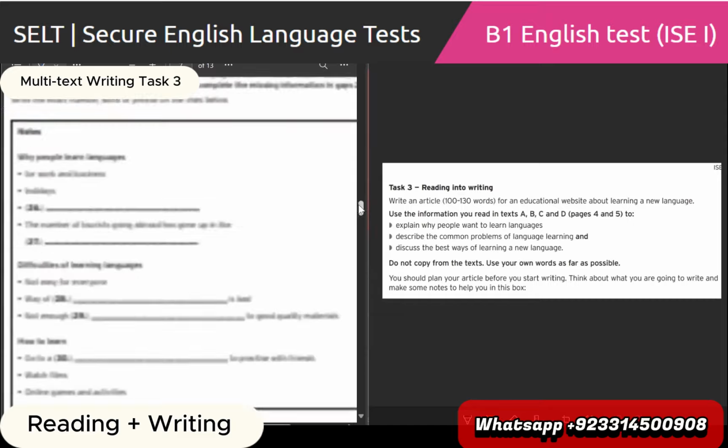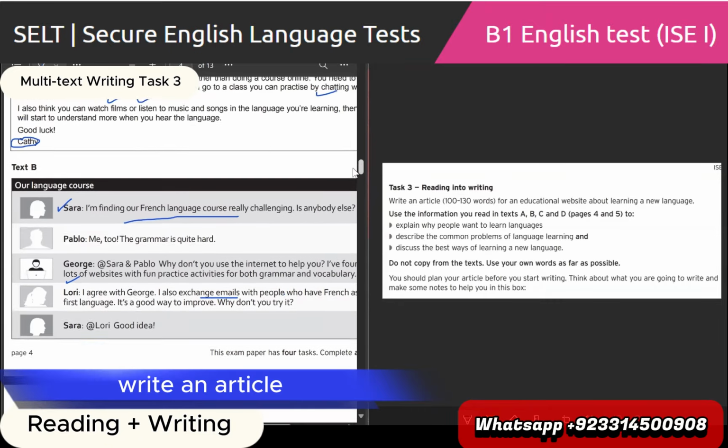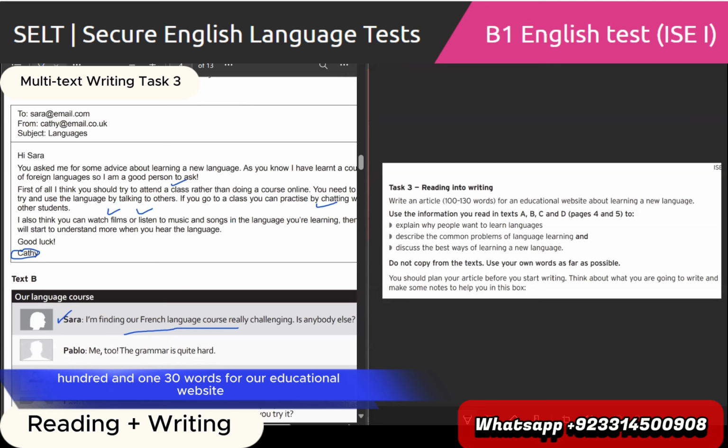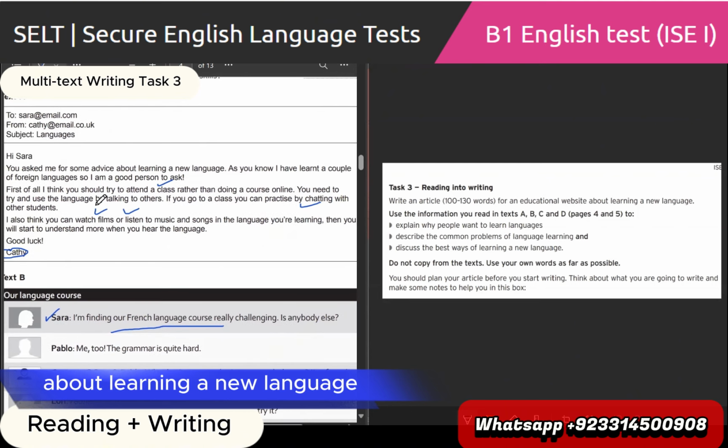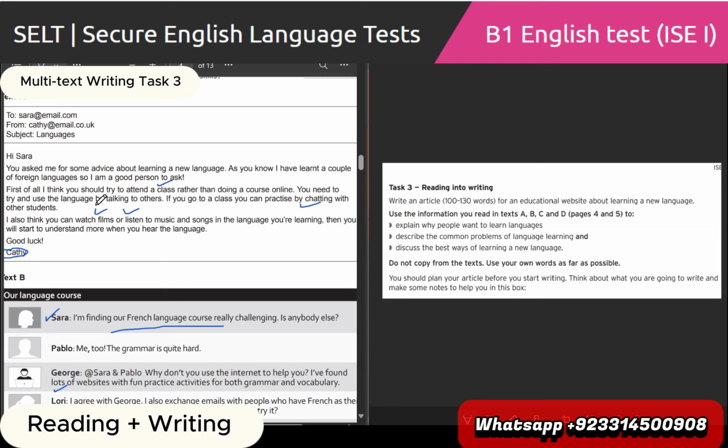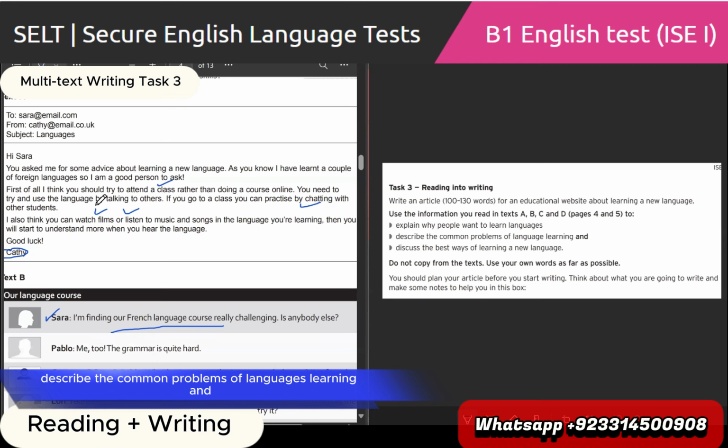Task three. Write an article, 130 words, for our educational website about learning a new language. Use the information you read in text A, B, C, and D, page 4 and 5 to explain why people want to learn languages. Describe the common problems of language learning and discuss the best way of learning a new language. Do not copy from the text. Use your own words as far as possible. You should plan your article before you start writing. Think about what you are going to write and make some notes to help you in this box.